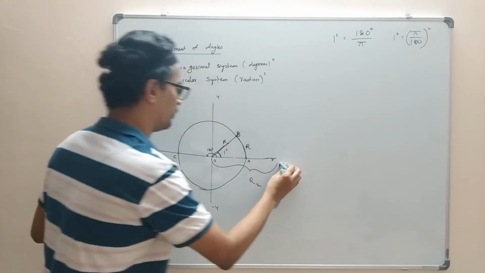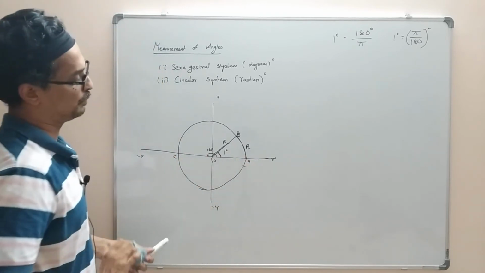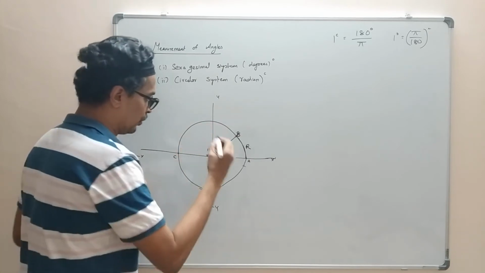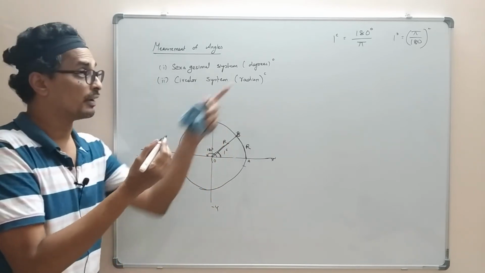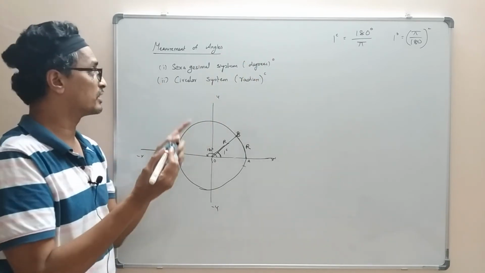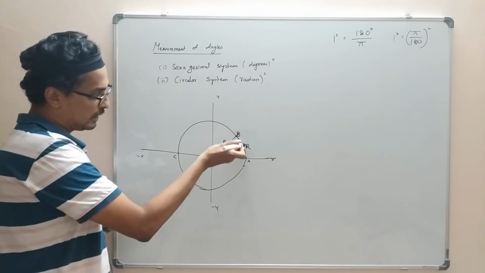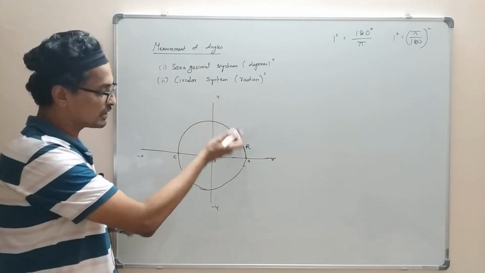So let us try to find out something. Okay. So let us try to find the arc length. How is an arc length defined in the case of a radian based system, that is a circular system, and a sexagesimal system? So we know, the arc length for 180 degree in the sexagesimal system is what? What is the arc length?